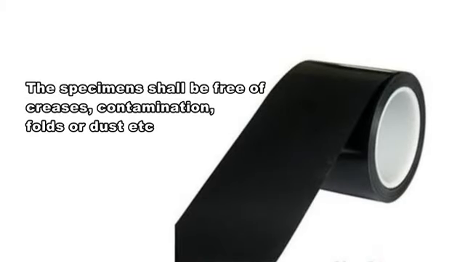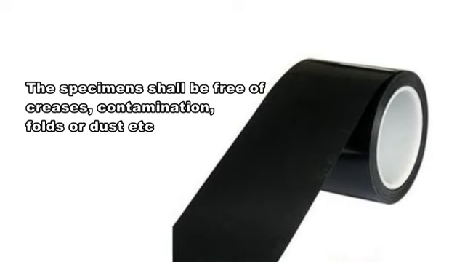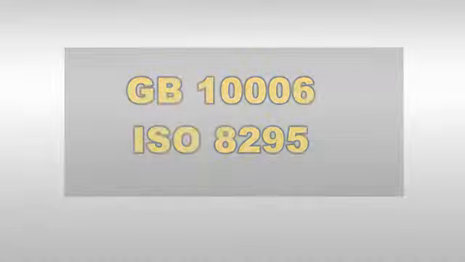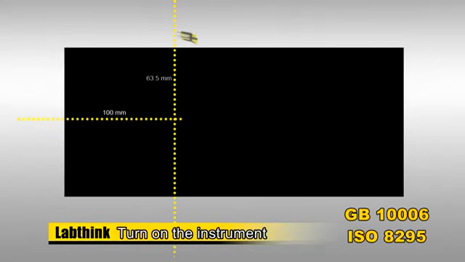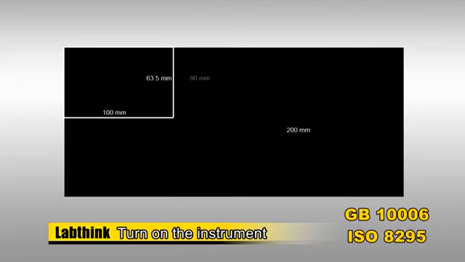Specimen selection. The specimen shall be free of creases, contamination, folds, or dust, etc. According to GB 10006 or ISO 8295, one specimen should be cut 63.5 mm by 100 mm, and the other one should be cut 200 mm by 80 mm.